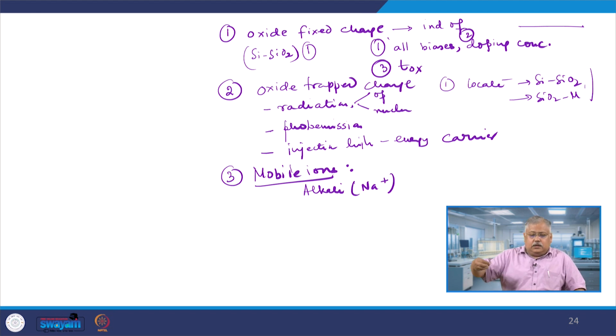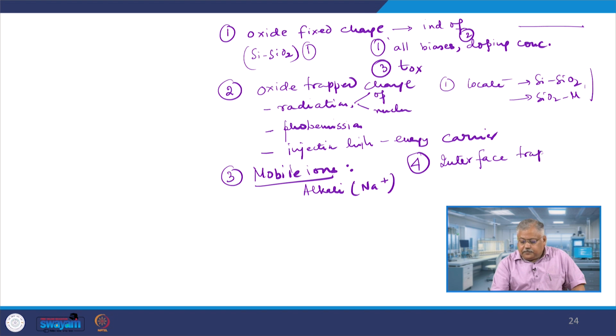You give a bias on the gate side. Since these ions are positive in nature, if you give a positive voltage on the gate side, they will be pushed near the silicon dioxide interface. So, these are basically mobile charge carriers which are available. Let me come to the last one, which is the fourth one, and this is known as interface trap charges, also referred to as fast surface charge.